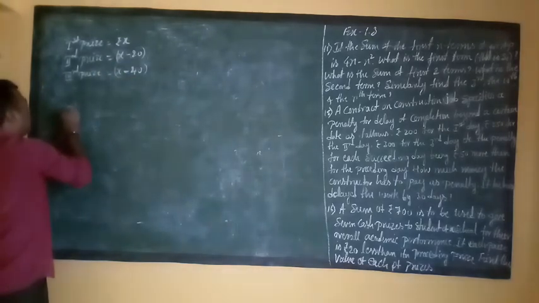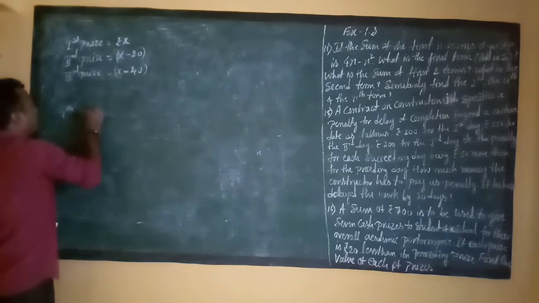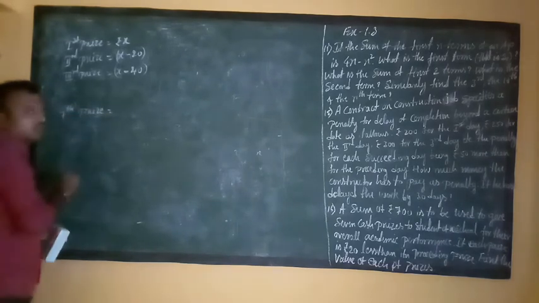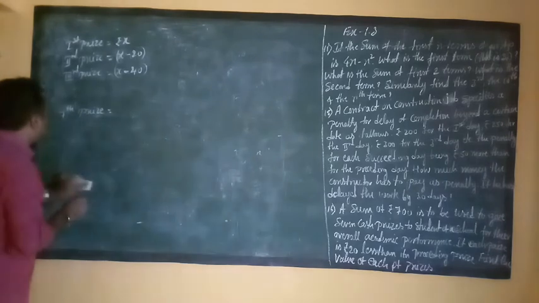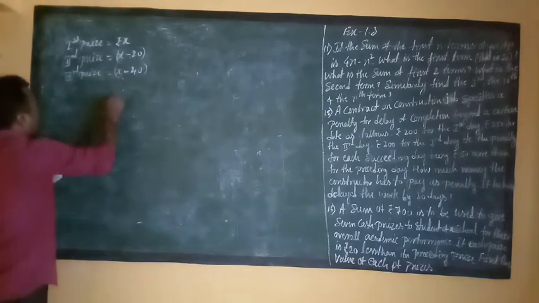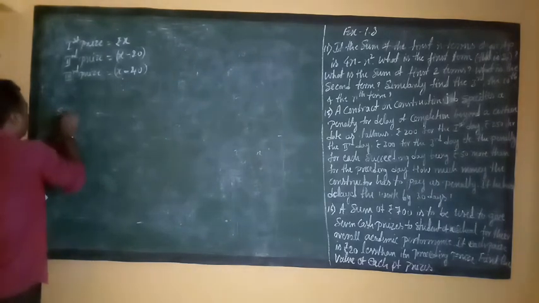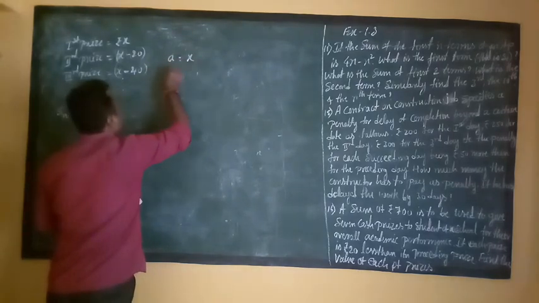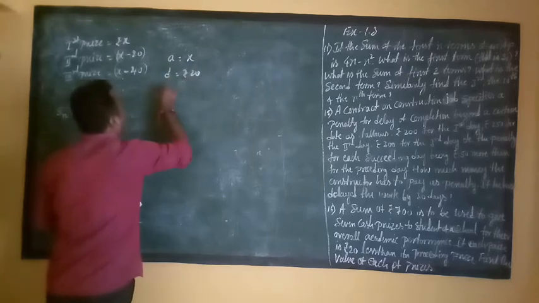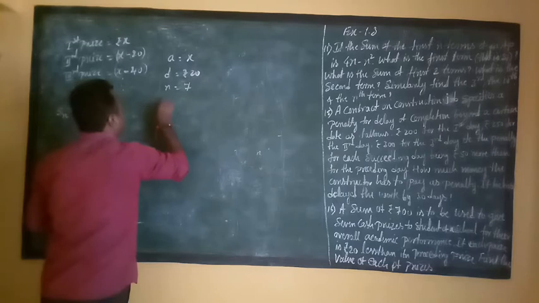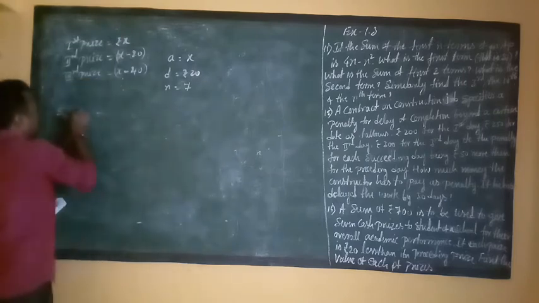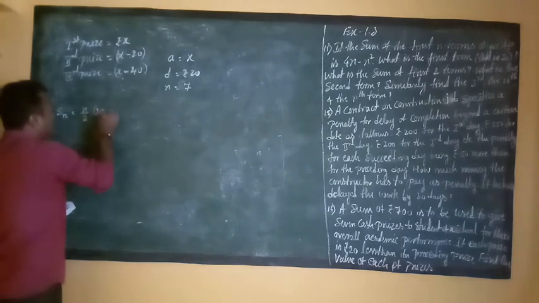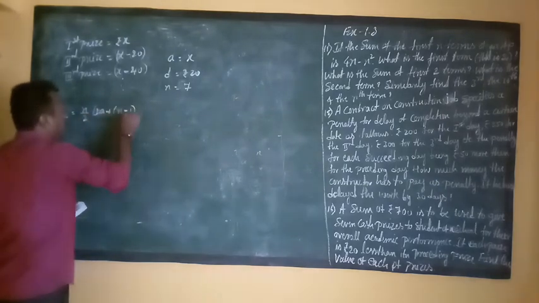Seventh prize, we don't know. Okay, so like that. So Sn is equal to, what is that? Here a is equal to x and d is equal to 20 rupees and n is equal to 7 prizes. We want to calculate the Sn. So Sn is equal to n by 2 into 2a plus n minus 1 into d.